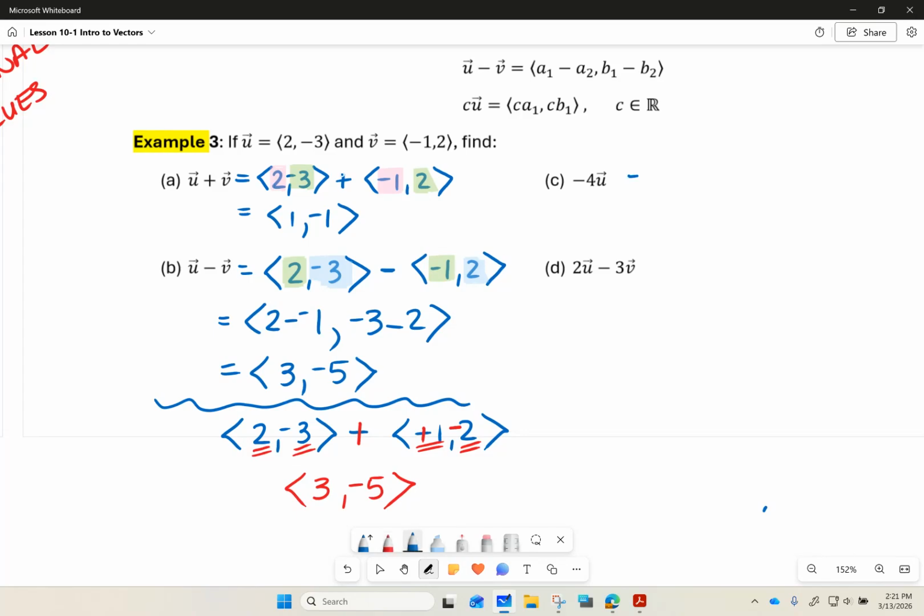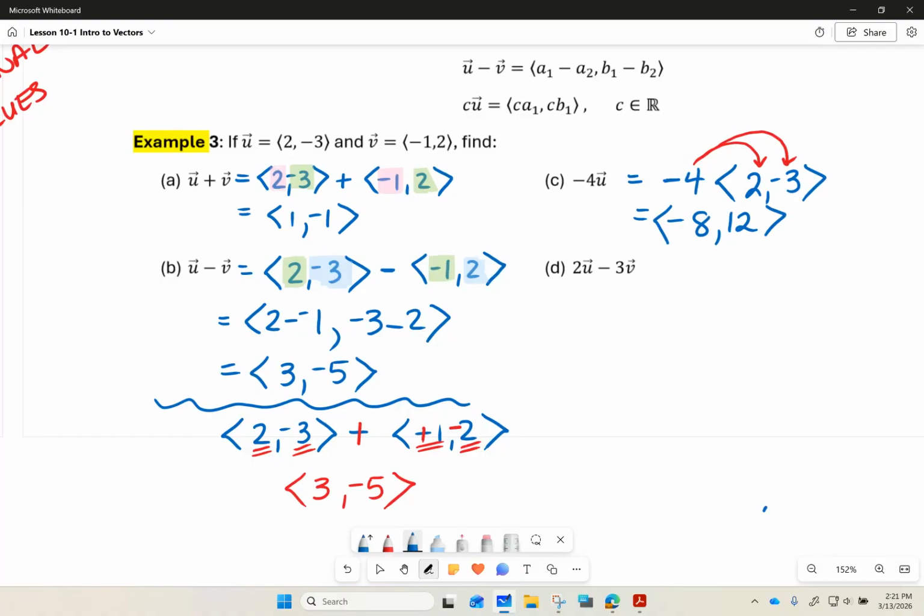Next, multiplying. Negative 4 has to multiply by the vector u. And all you do here is distribute. Multiply, just like if it were parentheses. So you are just taking that vector and you're saying, hey, change the direction. Negative means it's going to flip on you, and distribute. So negative 4 times 2 is a negative 8. Negative 4 times 3 is a 12. We're done.